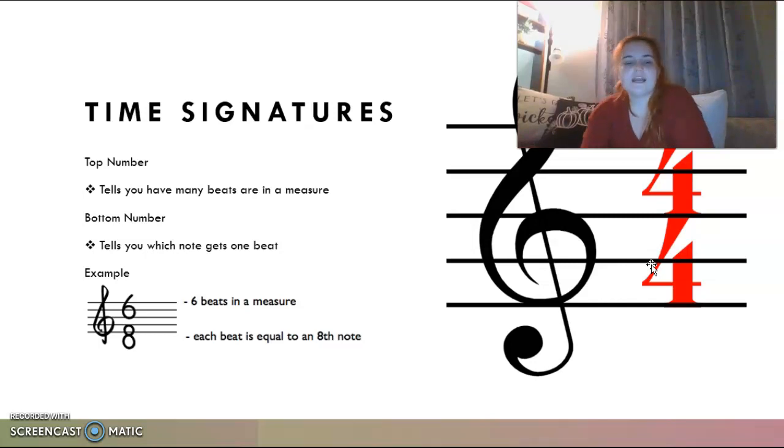Another example that I have here is 6/8 time. So the same goes for the 4/4. The top number tells you that there are 6 beats in this measure, and then the 8 tells you that each beat is equal to an 8th note. A thing to note is that there will never be more notes than the top number indicates.